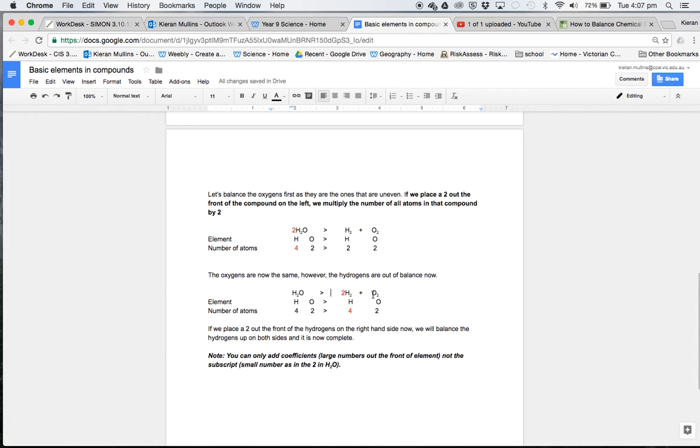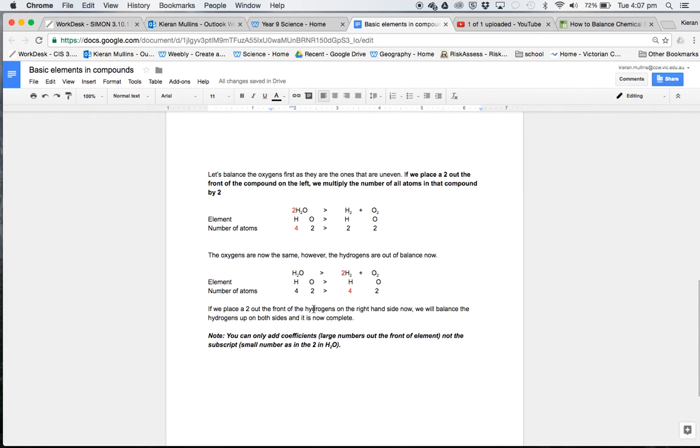So there's a couple of rules. You can only ever add coefficients, these larger numbers out the front. You can't ever add subscript in. I couldn't just add in a little 2 here after the O to make that 2 oxygens. And the reason for that is because it's a compound in itself. So if this is all one thing, I need to get 2 of that whole thing to get any of those elements back in balance. So now it's all been balanced.